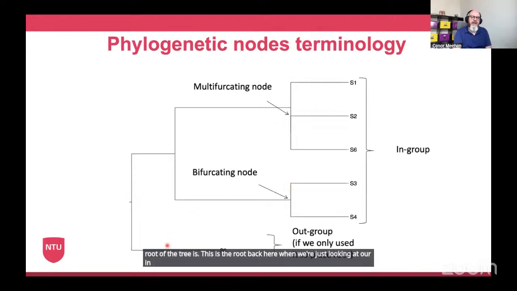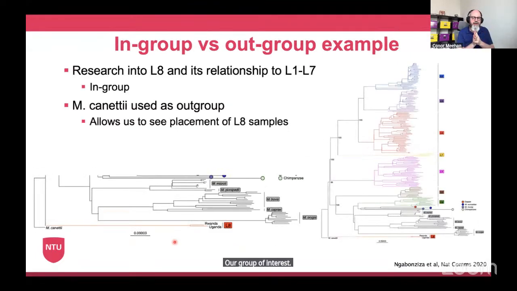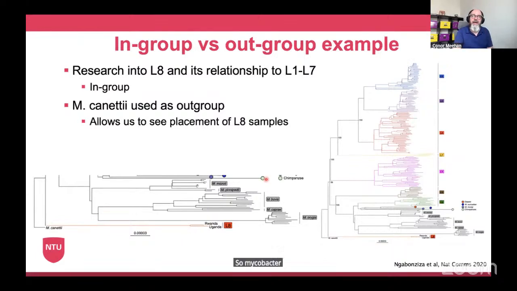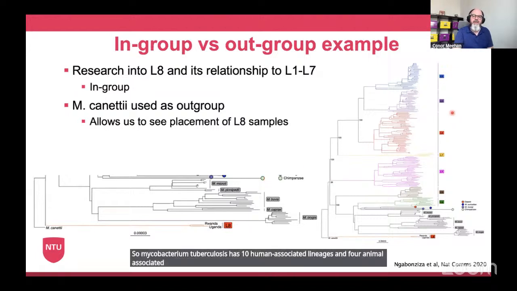We often need to add in a sample which we definitely know is not related to our group of interest. So an example I'll give you from MTB is we had done this study in Rwanda and Uganda, and we had found a new lineage of MTB, which we call lineage 8. And we needed to know where in the tree it sat. So Mycobacterium tuberculosis has 10 human-associated lineages and 4 animal-associated lineages. We wanted to know, did it sit within a lot of the human lineages, or did it sit within the animal lineages, or where different?